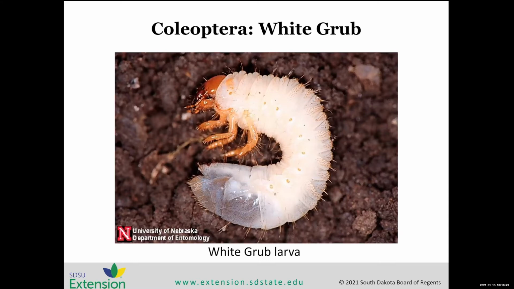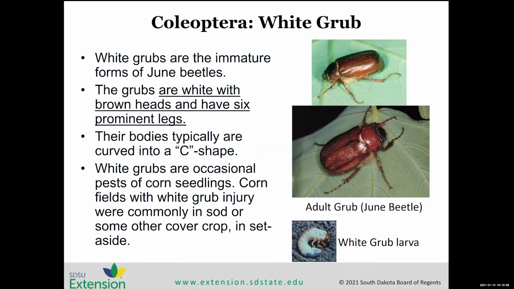Your next beetle is your white grub. And here's a picture of the white grub larva with the characteristic C shape. So white grubs, at least in this area, are the immature forms of June beetles. I'm sure you guys know what a June beetle looks and sounds like. The grubs are white with brown heads, as you can see in that little picture at the very bottom, and have 6 prominent legs. The bodies are almost always in that typical curved C shape.